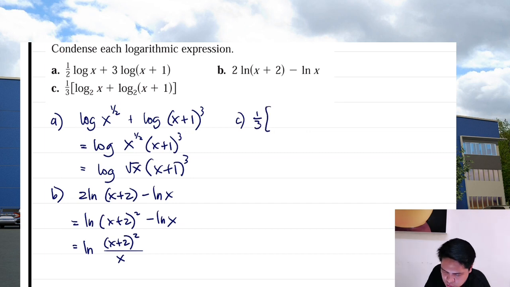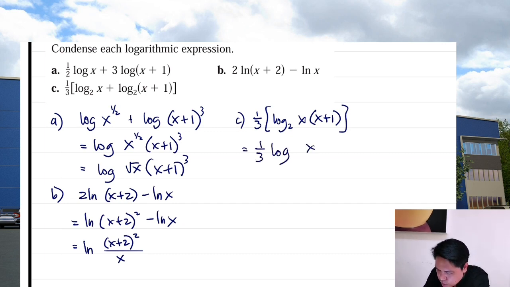Then, I'll condense this inside the bracket. So, the operation is addition. So, therefore, we multiply the factors or the functions. So, we have logarithm of x times x plus 1 to the base 2. Okay? And actually, pwede na. Pwede natin isulat ulit siya as 1/3 logarithm of x times x plus 1 to the base 2.